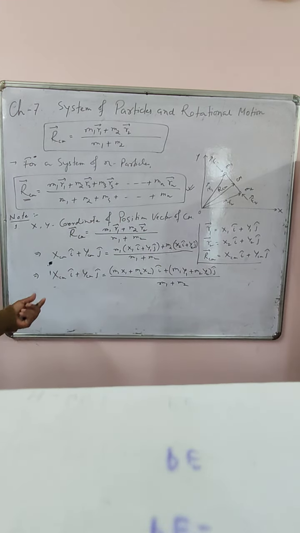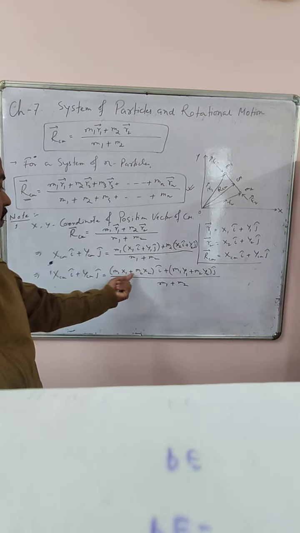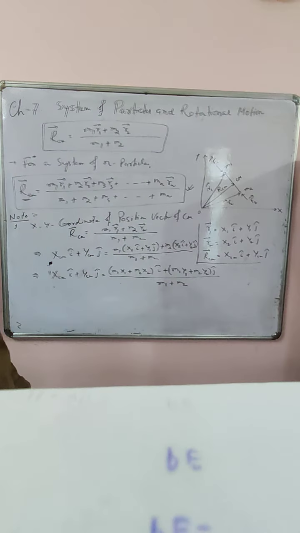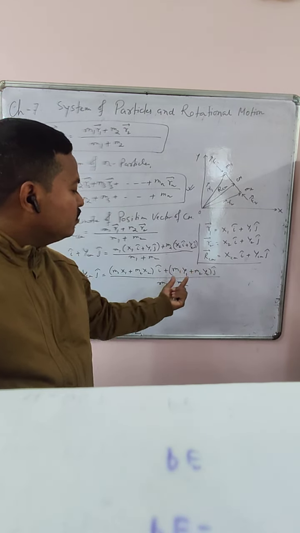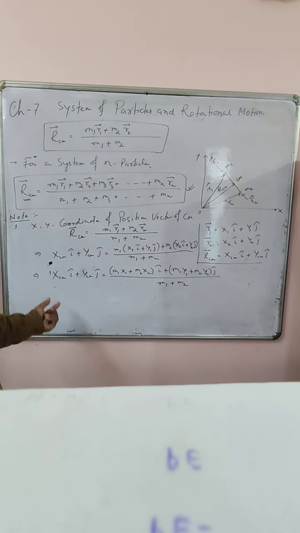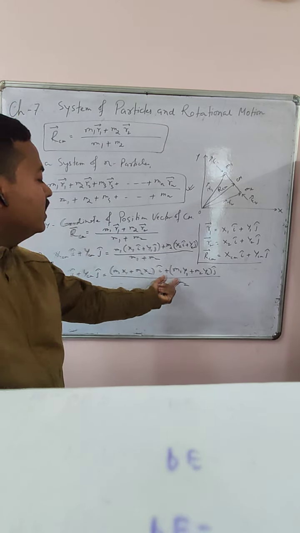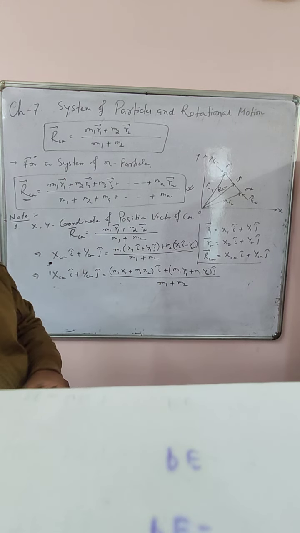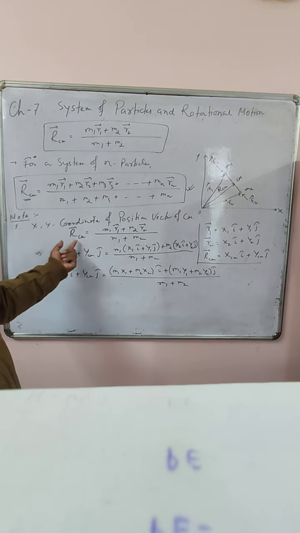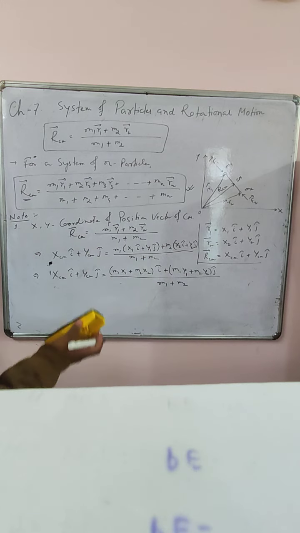Now if we compare the I components, then xcm will be what? m1 x1 plus m2 x2 by m1 plus m2. And ycm is m1 y1 plus m2 y2 by m1 plus m2. So just by comparing the I and j components from both sides, you can find out xcm and ycm. That is the xy coordinate of the position vector of center of mass. Okay.